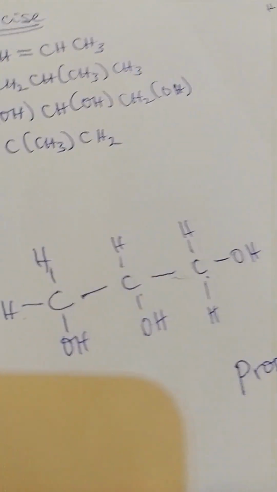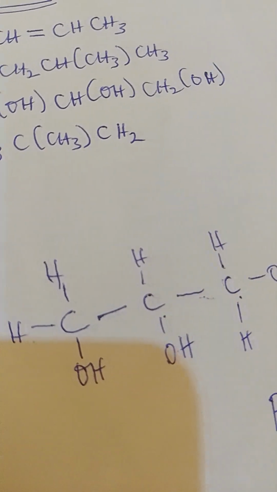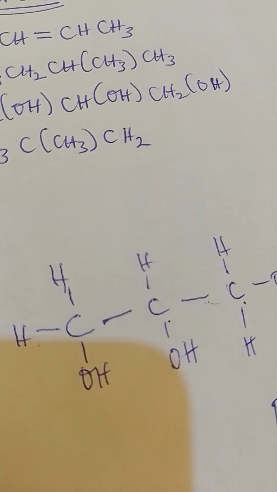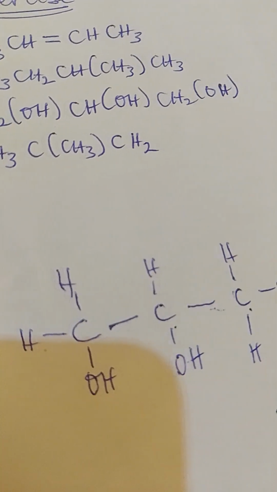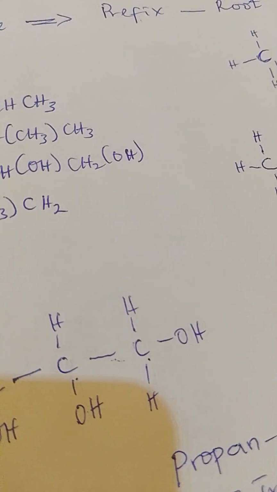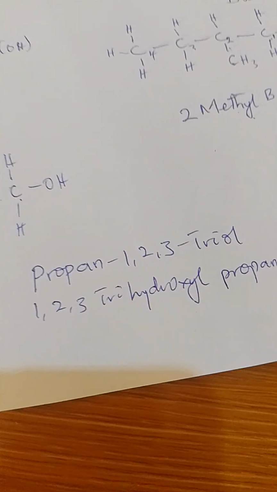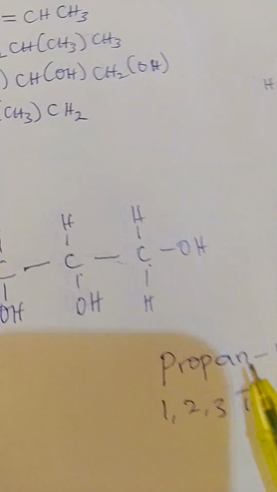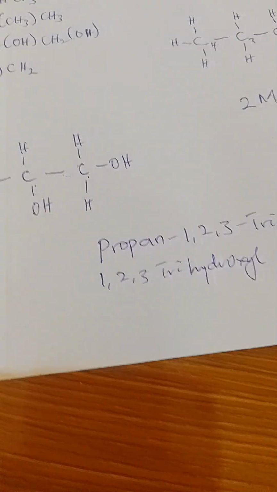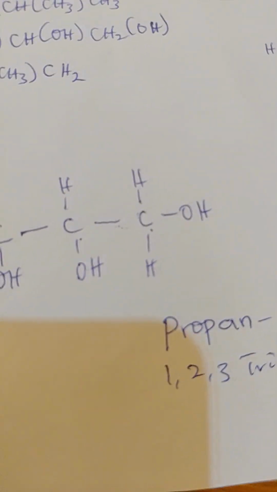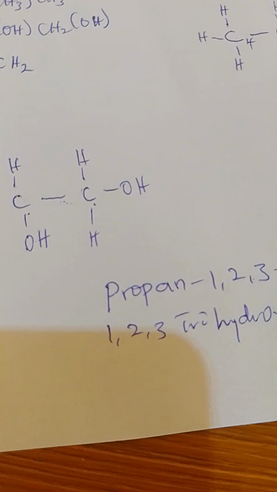Another person can name it as 1,2,3-trihydroxypropane. That's in case such a question comes out in objective and you do not see propan-1,2,3-triol, you begin to wonder that was not what I was taught or what I know. It is the same thing. In the exams, even if it's in theory, you write any of these, it should be marked correct. It's as simple as that.